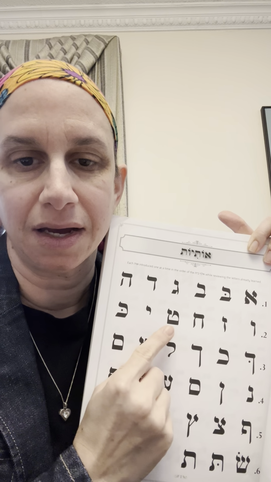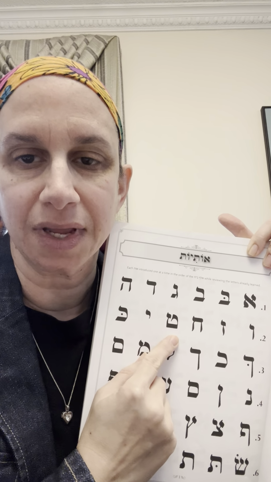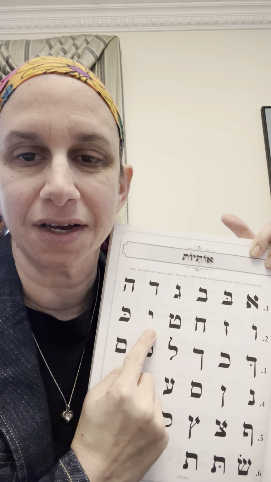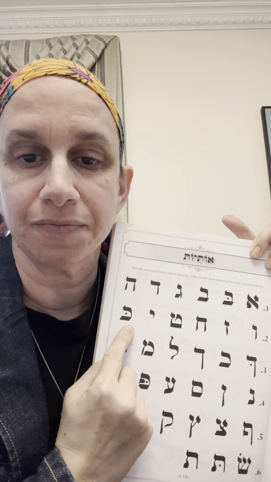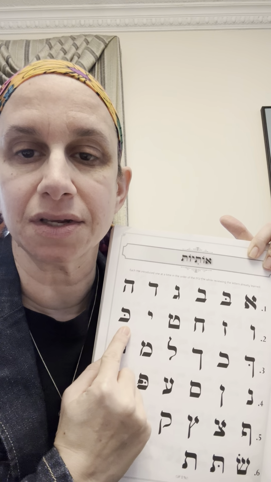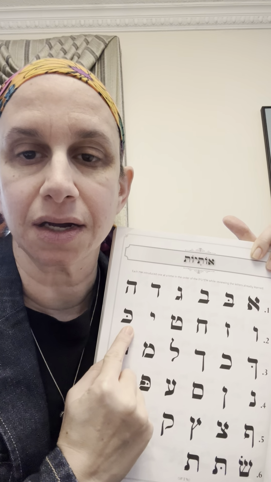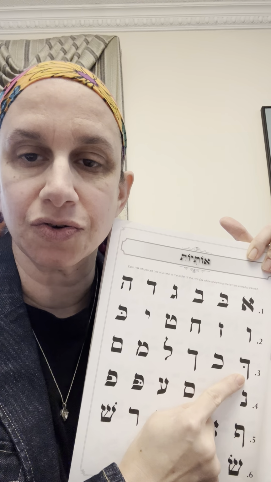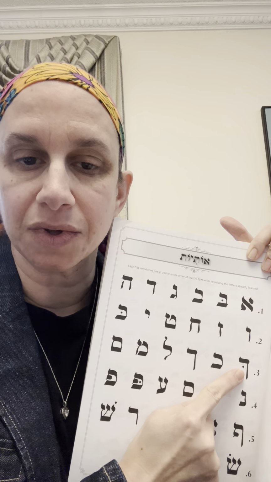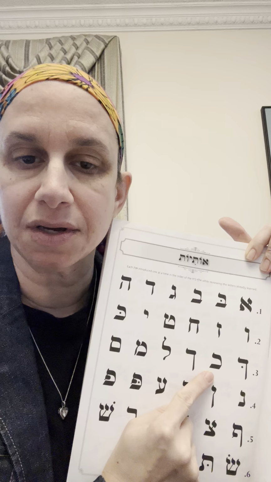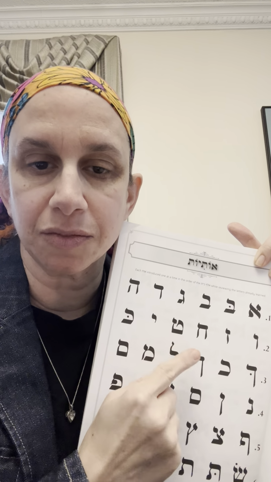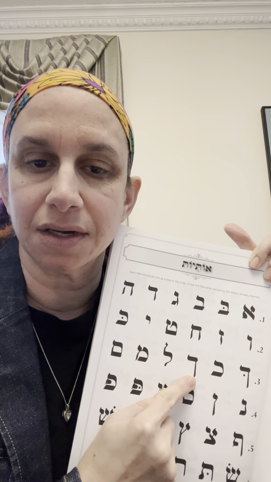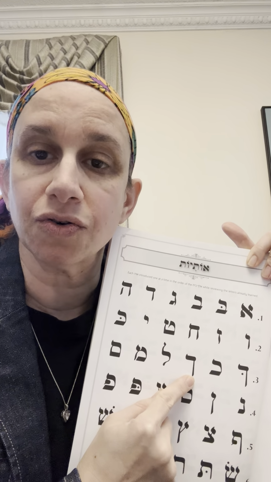Chet. This is tet. T. Yud, the smallest letter. Y. Okay. Kaf. This is with a dot. K. This is a kaf sofit. This goes at the end of a word. And with the dot, it's a K. Now, this is similar. This is a chaf. It's similar to the chet. Okay, this is the chaf sofit, goes at the end of a word.